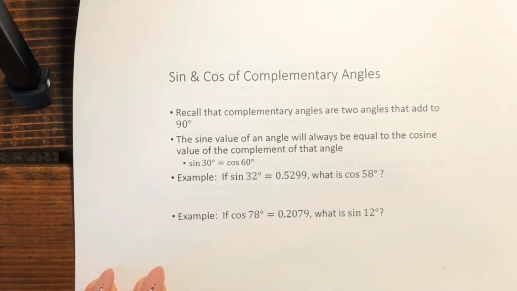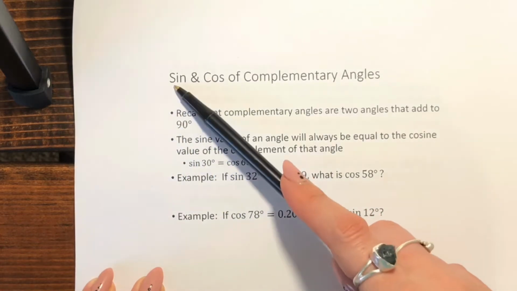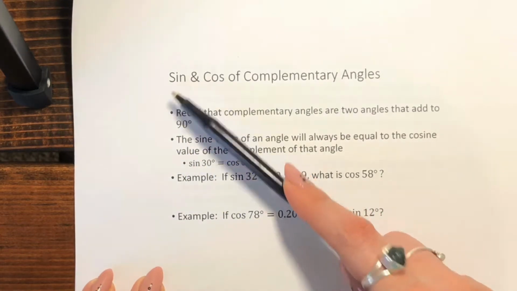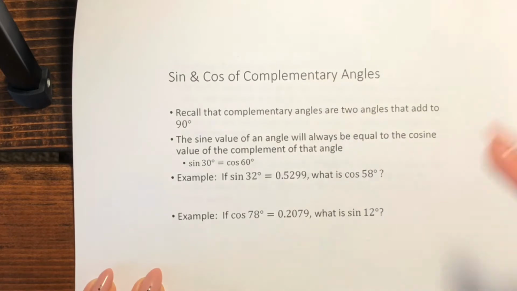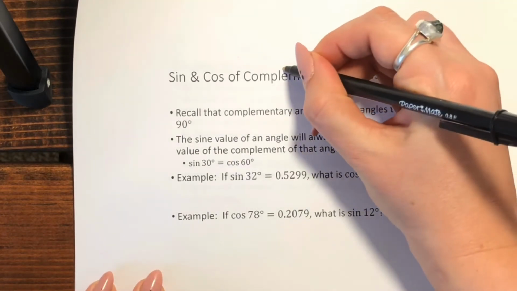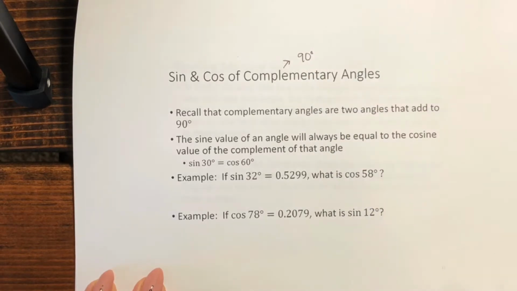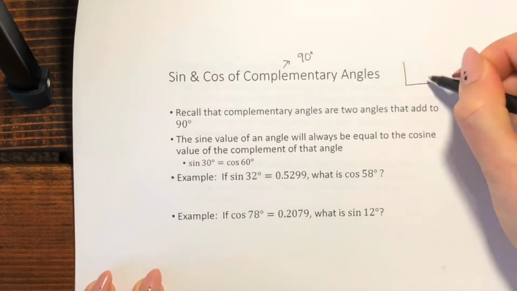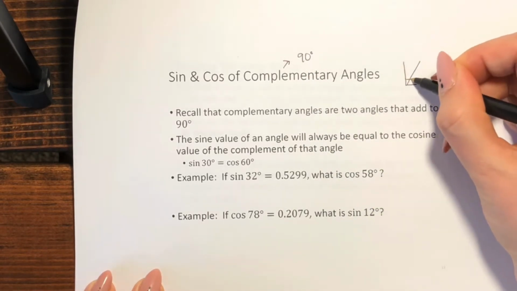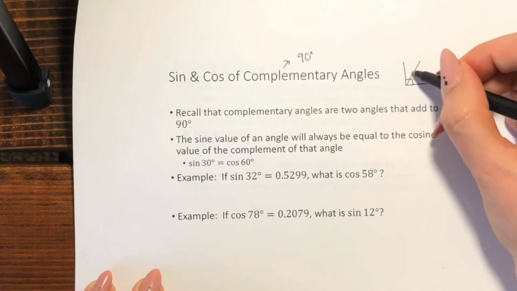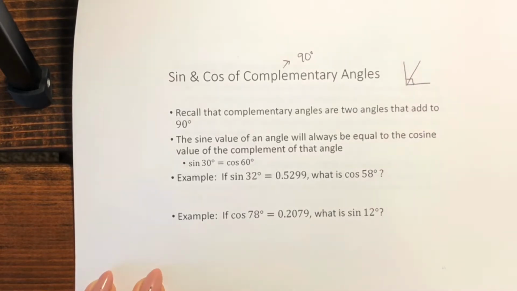We are going to just jump right in, and we're going to look at what happens when you take complementary angles with sine and cosine. So remember, complementary means that it adds up to be 90 degrees. So if I have two angles that together make a right angle, this angle plus this angle make a 90-degree angle.